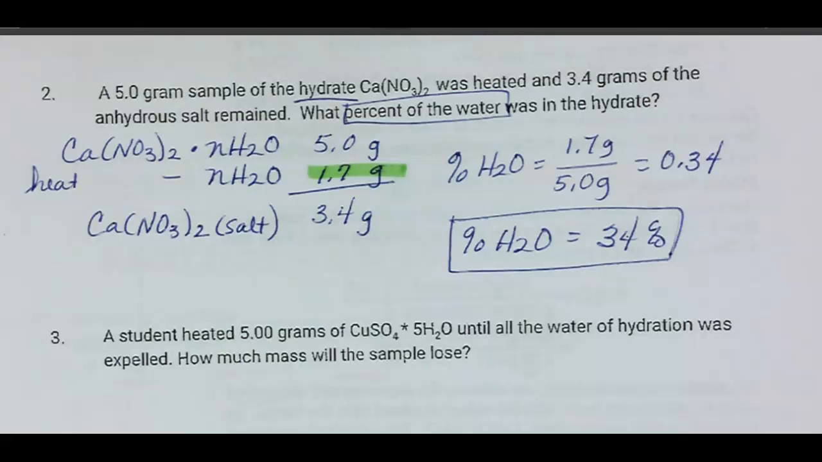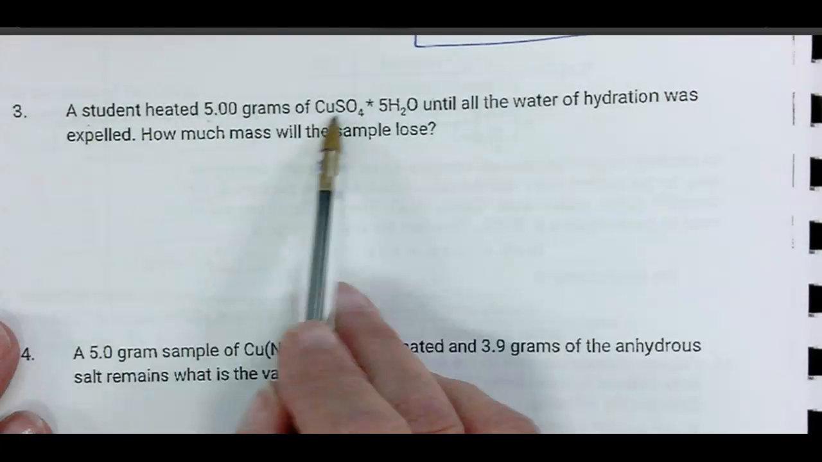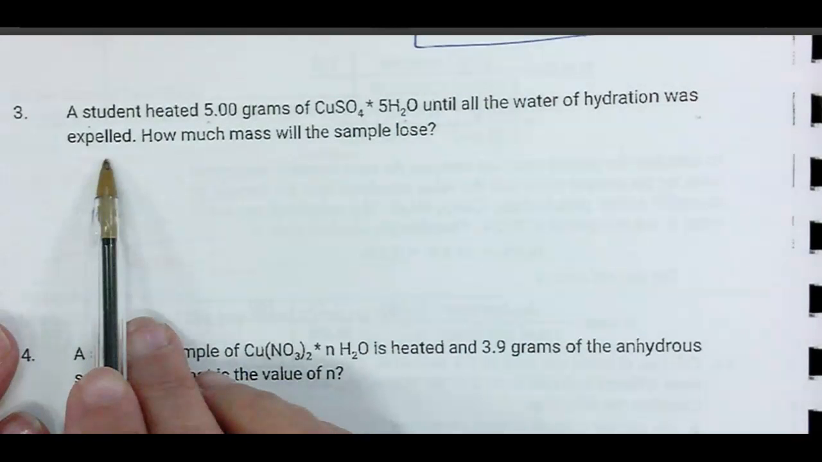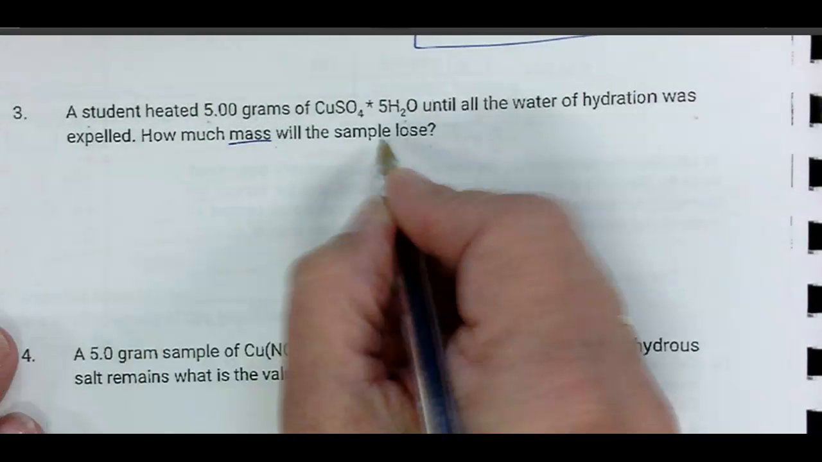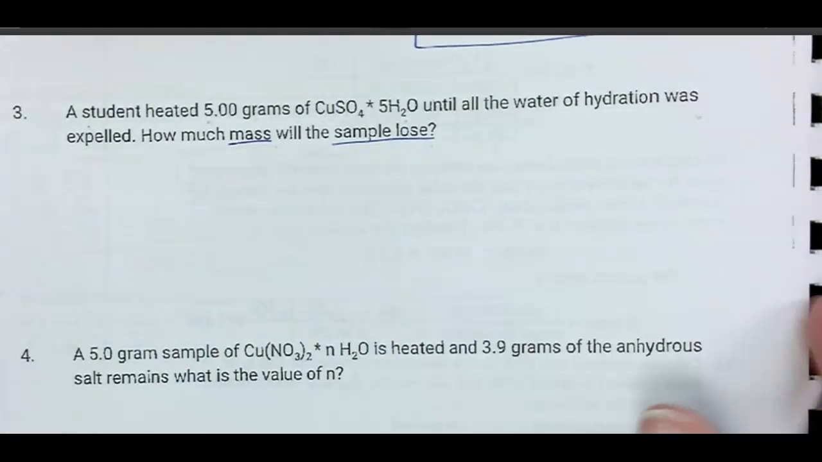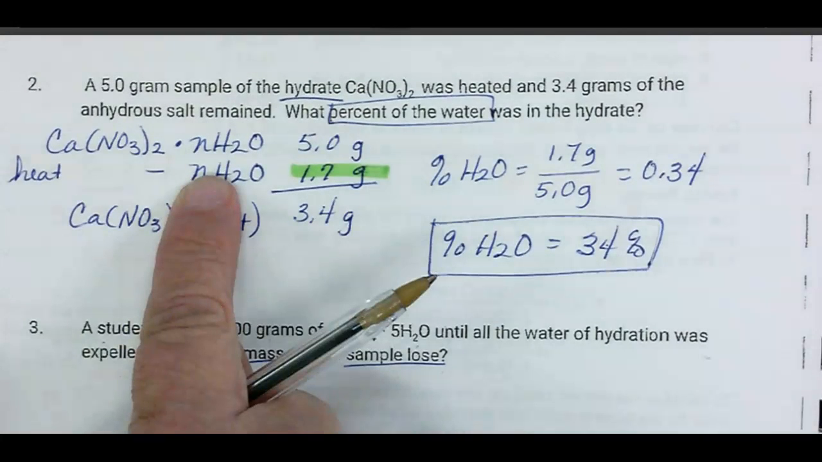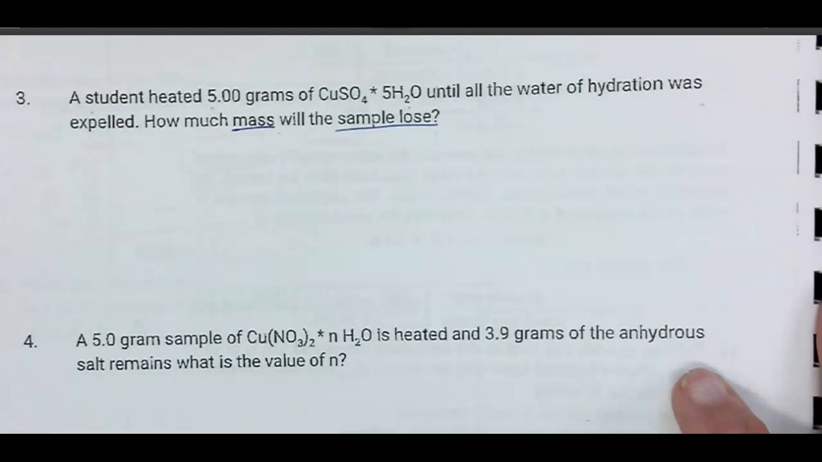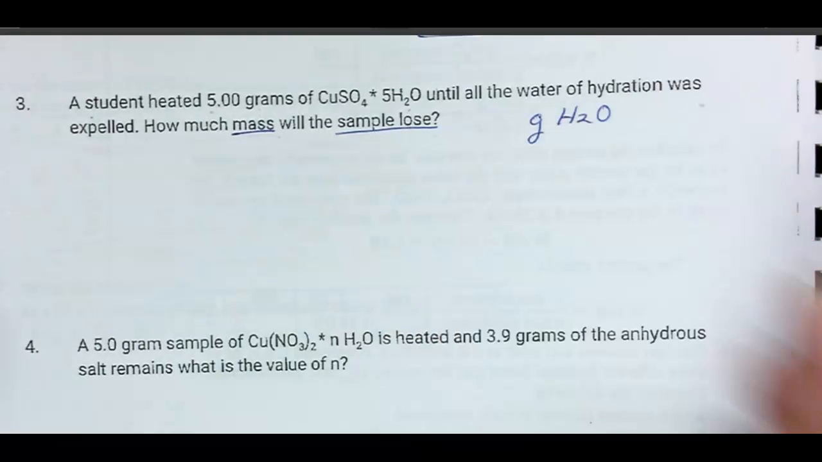Let's go on to number 3. So this one's going to be a little bit different. It says a student heated 5 grams of copper sulfate pentahydrate until all the water of hydration was expelled. How much mass will the sample lose? So we want a mass it will lose. So what is it losing? What did we say earlier we were losing? We lost the water, right? So in this problem, I don't need to know what percent of water, but I need to know the grams of water.